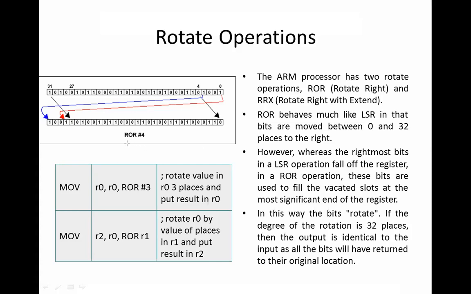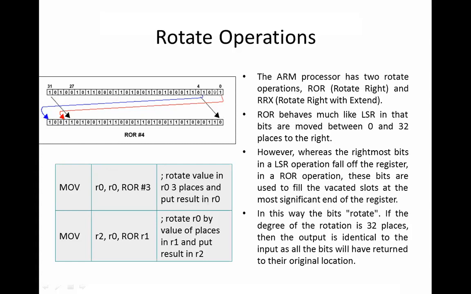Now let us say I have a rotate operation of 4 bits. Rotate right, so what is going to happen? It is going to be shifted right 4 places. So this 0 is going to come and sit here, and this 1 is going to come and sit here, and this 1 is going and sitting towards the MSB side, and this 1 is going to come and sit here.